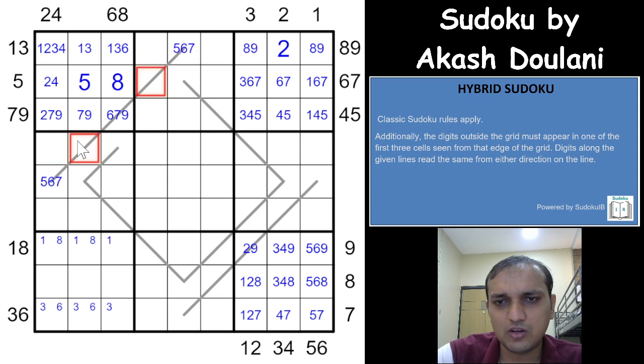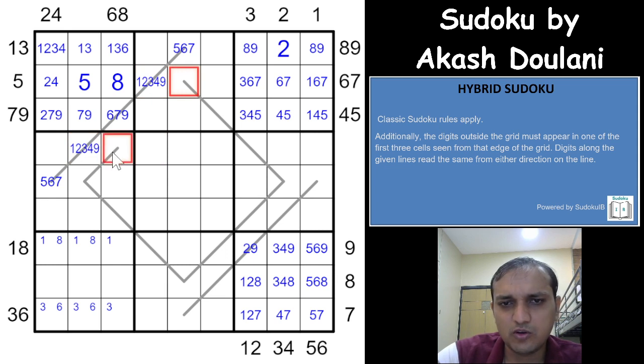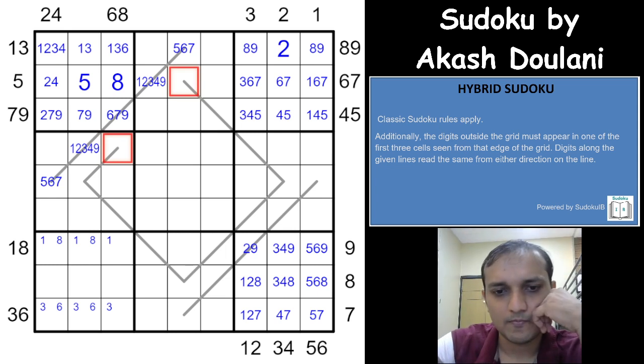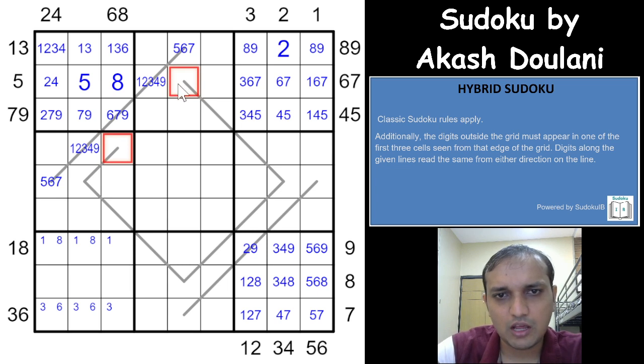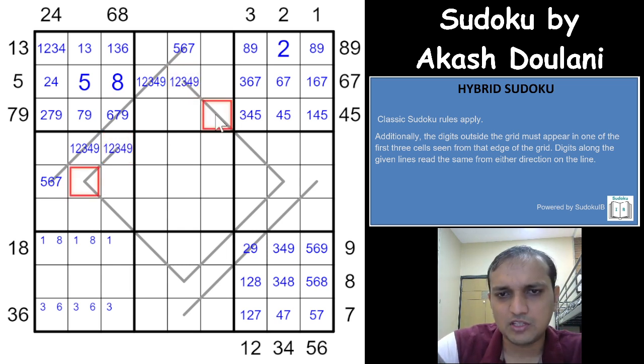Same way you can do something here. You cannot have 5, 8, 6, 7. So it is 1, 2, 3, 4 and a 9. Right? Same way you can do for these 2 cells. And these cells, you can have 1, 2, 3 and a 4. 5 is not possible. 6, 7, 8 is not possible. 9 is possible. Same way you will have same in these 2 cells.